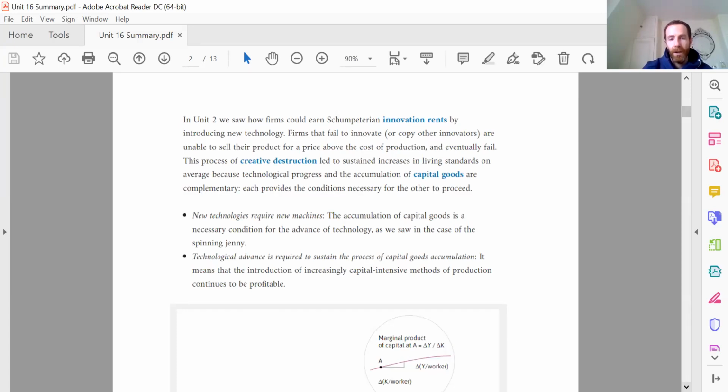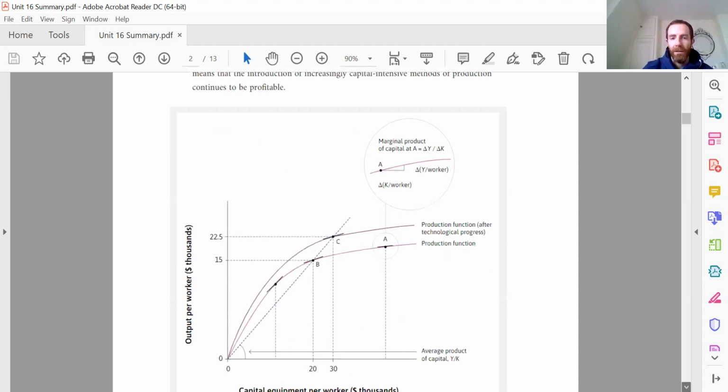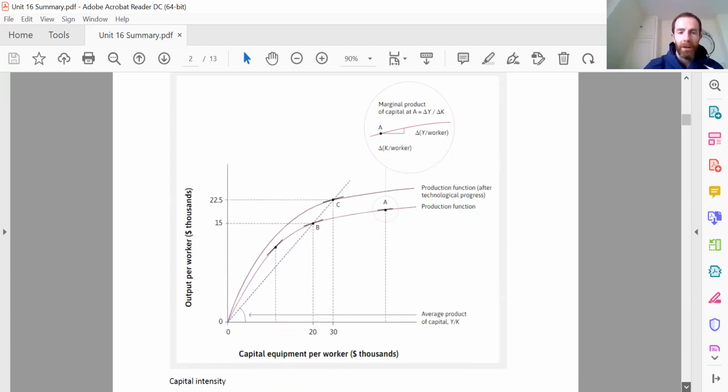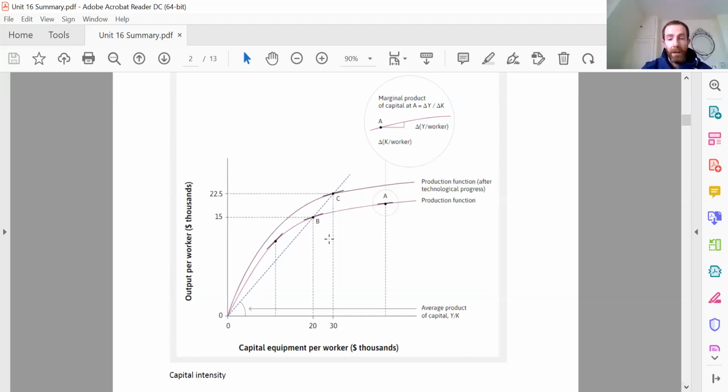And this diagram here shows us why this is the case. So a couple of things to point out before looking at the curves. The x-axis is showing us our capital equipment per worker, right? Another way of referring to that is the capital intensity.